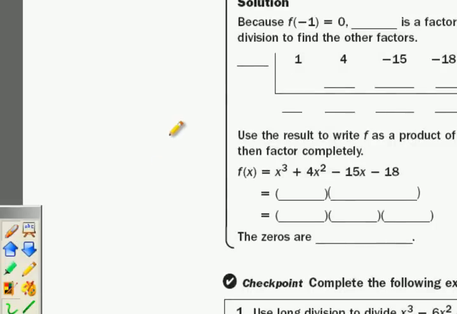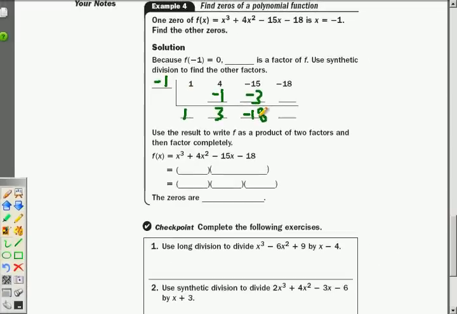All right, let's take a look at what we have here. Example 4, find the zeros of this thing. Well, one zero is x equals negative 1. So I can put a negative 1 right here. When I drop my 1, I multiply and I get negative 1, and I add them and I get 3. Negative 1 times 3 is negative 3. I add them, I get a negative 18. Negative 1 times negative 18 is 18. I add them, I get a 0.